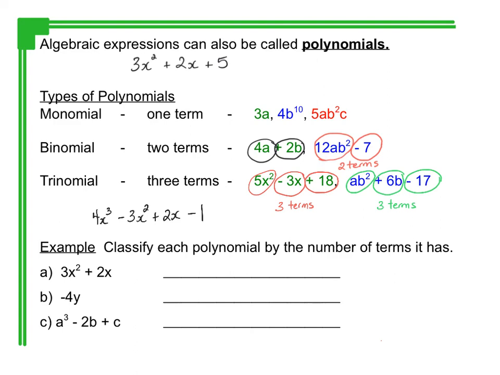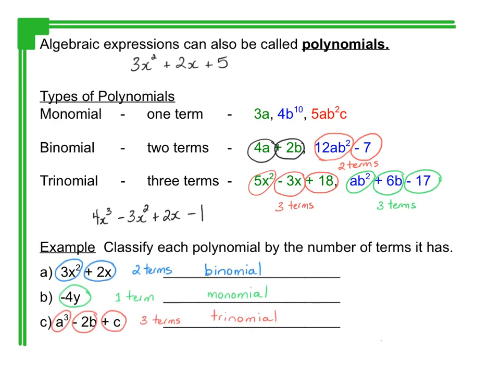Okay, so I've got an example here where it asks you to classify each polynomial by the number of terms it has. If you want to pause the video right now and just answer the question, and then start it back up and we'll look at the answer. Looking at example A, I identified that there were 2 terms and therefore it was a binomial. Example B, I saw 1 term, so it was a monomial. And in example C, there were 3 terms, which makes it a trinomial.